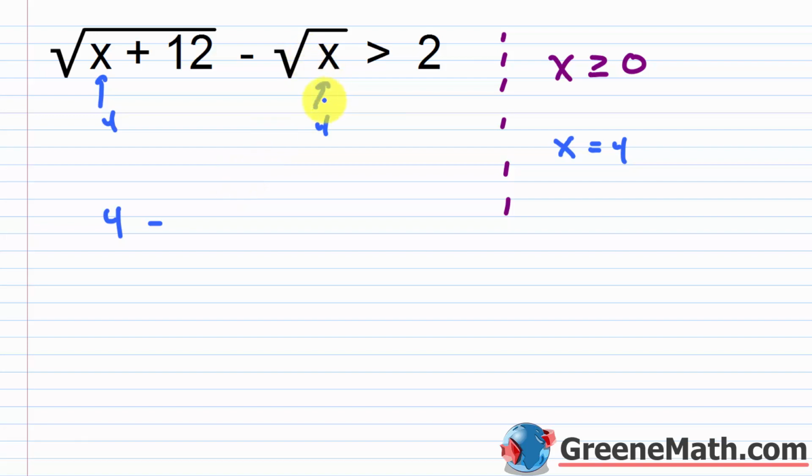Then minus the square root of 4 is 2. Again, I replace this with equals. So 4 minus 2 is 2. 2 equals 2. So that works out, right? We don't have an extraneous solution. Now, this is a strict inequality, so 4 does not work as a solution. Okay, so we know that.